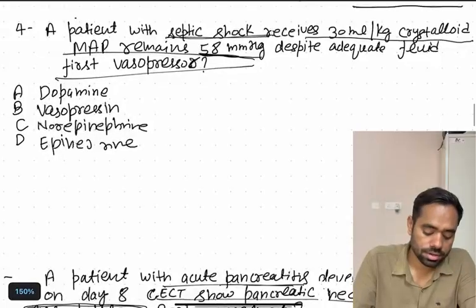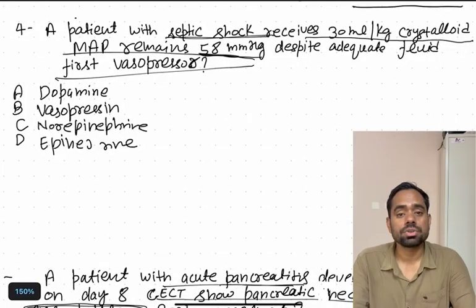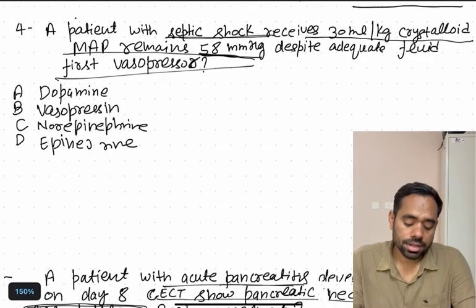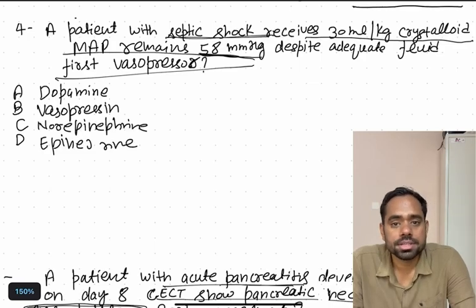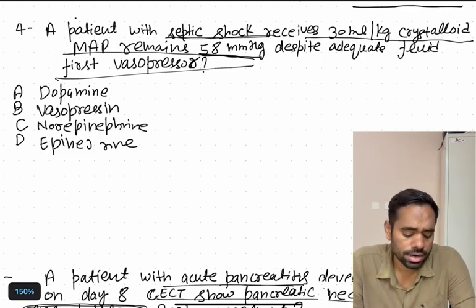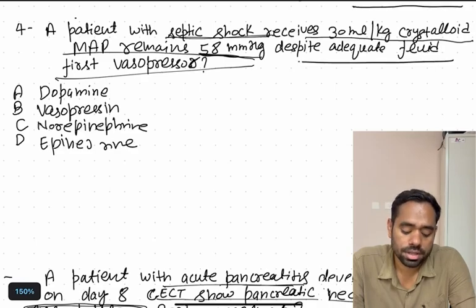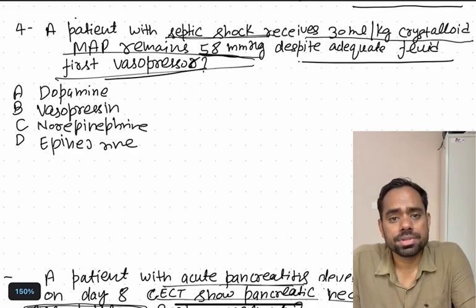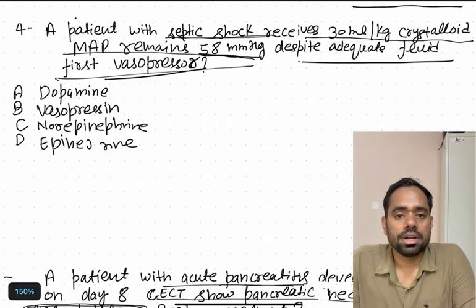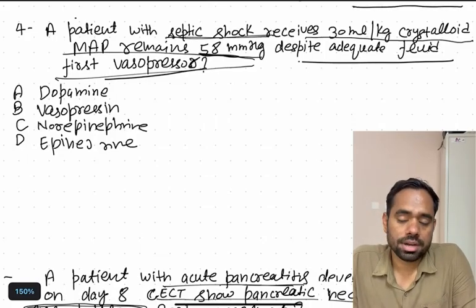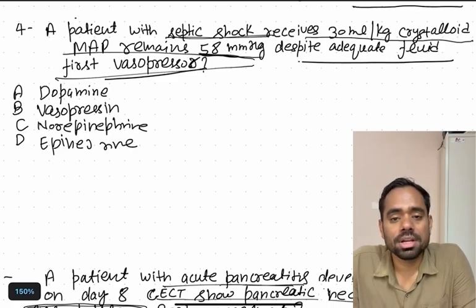Next question, patient with septic shock. Septic shock is also a very important topic. He has been given 30 ml per kg crystalloid fluid, but mean arterial pressure remains 58. Okay, despite adequate fluid, first vasopressor? If any patient presents to you and you diagnose a case of septic shock and you started fluid resuscitation with 30 ml per kg, but still the patient is not responding to the fluid, next step is to give vasopressor.